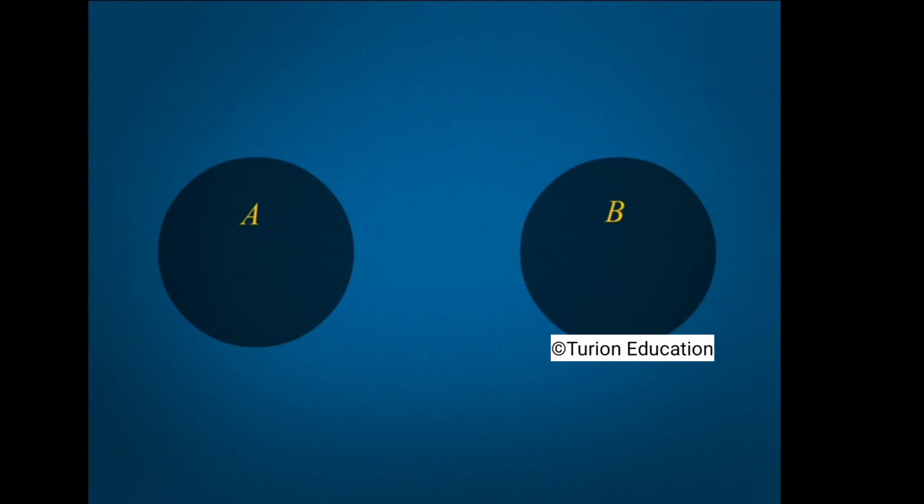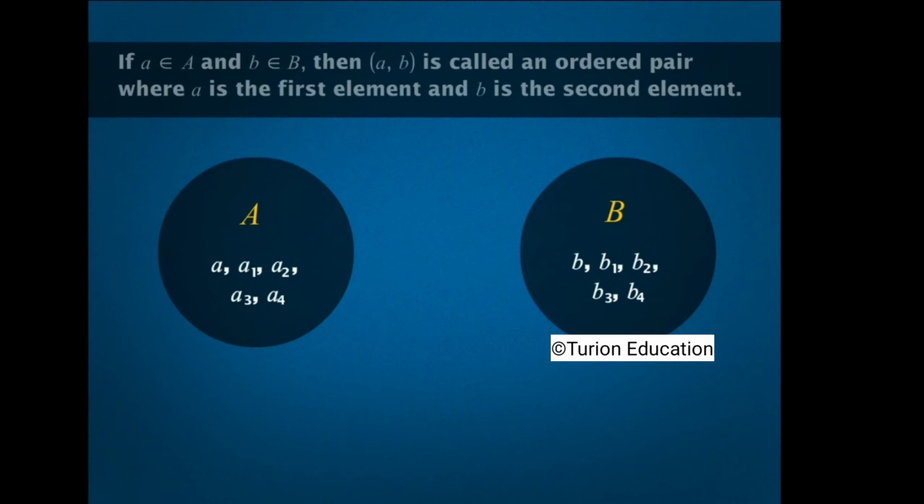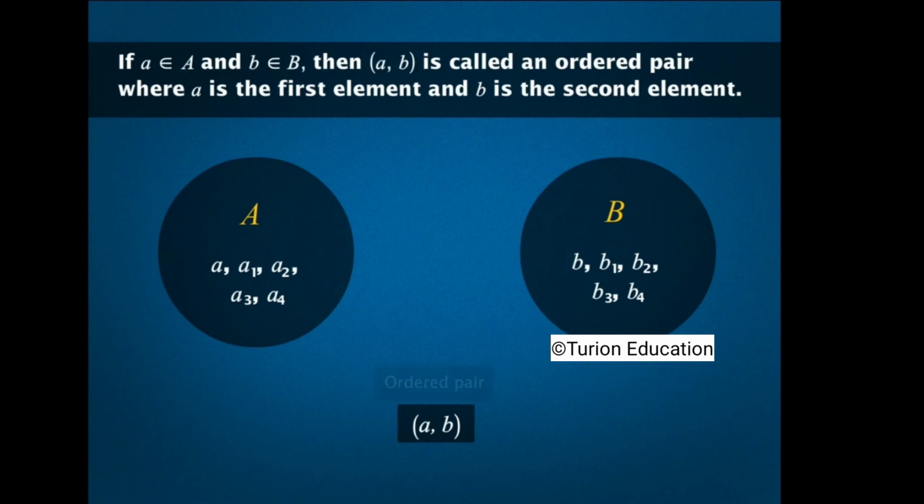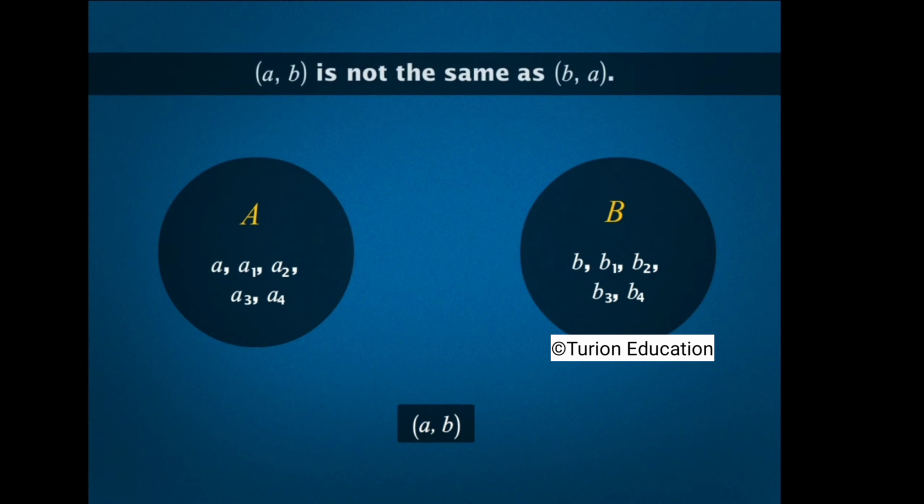Let us define an ordered pair mathematically. Let A and B be two non-empty sets. If a is an element of A and b is an element of B, then (a, b) is called an ordered pair where a is the first element and b is the second element. It is evident from the definition that ordered pair (a, b) is not the same as (b, a).